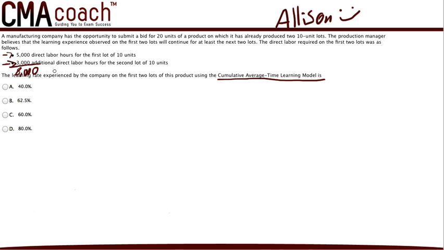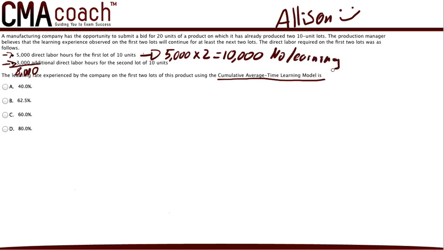If no learning had occurred, in other words, if there was no learning curve with this particular product, the total time required to produce the first two lots would have been 5,000 for the first lot times 2, because we have produced two lots. So that would give me a total of 10,000 direct labor hours. Again, this is if no learning had occurred. But because it did, it's not really 10,000, but we need this number anyway.